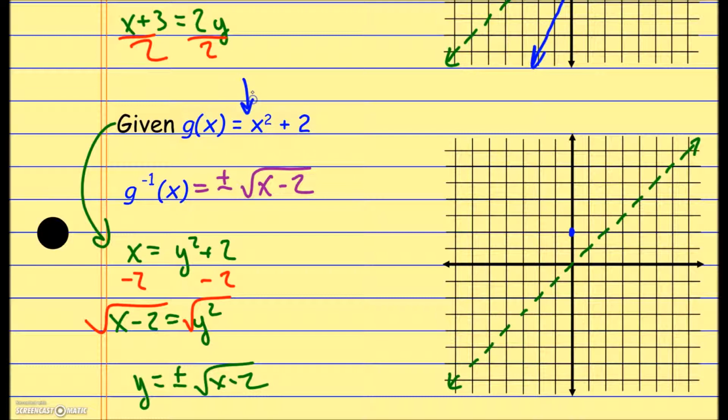The a value here is 1, so it opens up and it has the standard shape: over 1, up 1, over 2, up 4. So it has my standard width of a parabola. And now I can graph this parabola. And then what happens is I can reflect this.